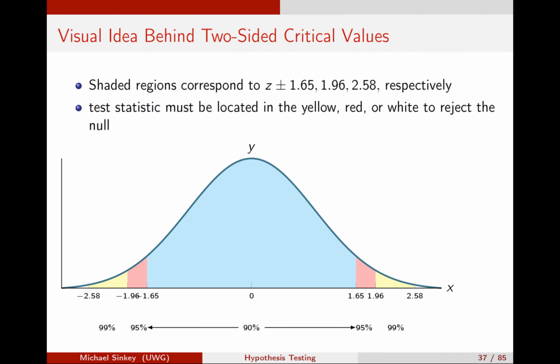Okay, but let's look at the visual idea behind the two-sided values first. If the sample is exactly equal to the null, I'm right here in the middle at 0. As my sample gets further and further away from the null, whatever the null is, I start to be possibly in the red, the yellow, and the blue. And these 1.65, 1.96, and 2.58 indicate that my sample is X standard deviations away from the null. And the further away it is, the less likely I think the null is to be true.